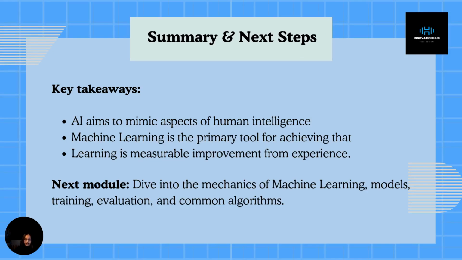Now, to summarize everything we've covered in this module, artificial intelligence is about building systems that can perform tasks requiring human like intelligence. Machine learning is the key method that allows these systems to learn from data. And learning is defined as a measurable improvement over time based on experience. In the next module, we're going to go deeper into how machines learn. We'll look at models, training, evaluation, and how systems improve their predictions step by step. So now that we understand what AI is, we're ready to understand how it actually works.